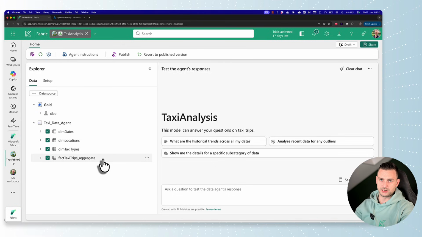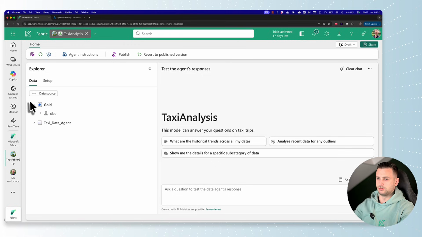Most of the questions that I can think of can be answered by this semantic model. But sometimes we need to dive into the Lakehouse. This is a very real scenario, maybe not for taxis, but for other companies, this could be a real scenario.